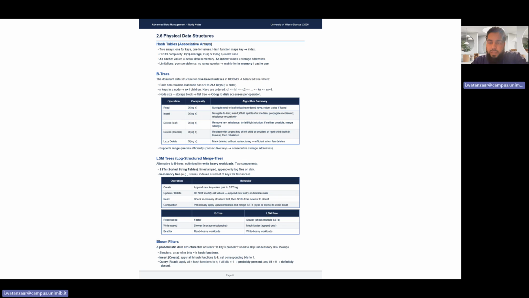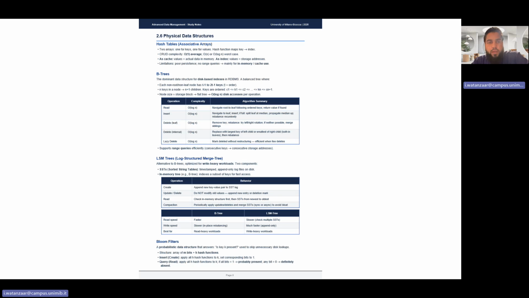In write speed, B trees are slower because of rebalancing; they have to rebalance while you are writing on them, as we have seen in the insert operation. Navigate to the leaf, insert, if full split, leave the median and propagate the median up, rebalance recursively. This recursive operation is very complex. That's why the write speed is slower in B trees, but LSM is much faster. It is basically only appending to the SSTs. Here you can see the create, and we are appending the new key-value pair to the SST log only.